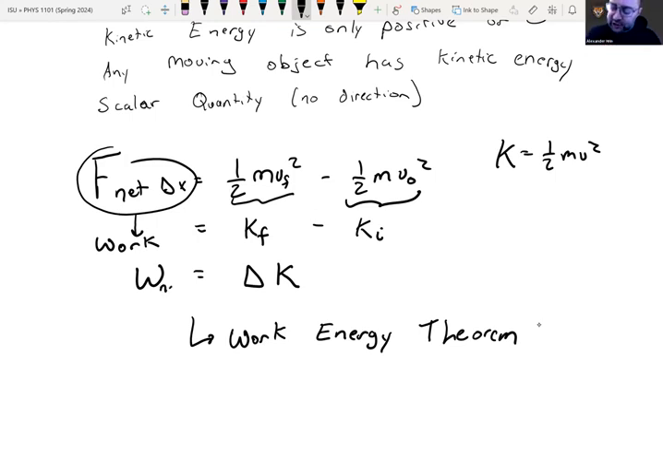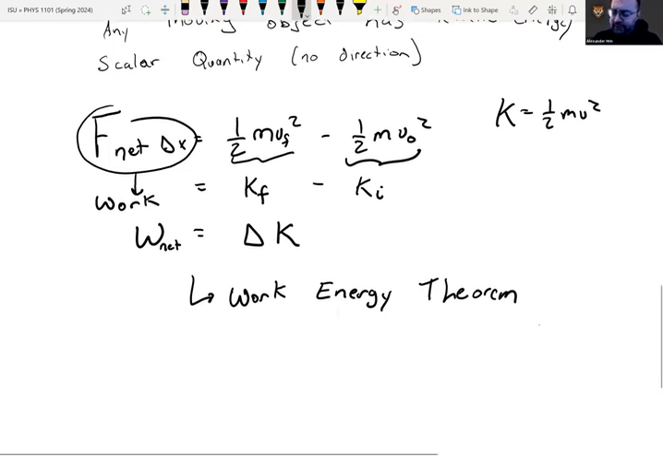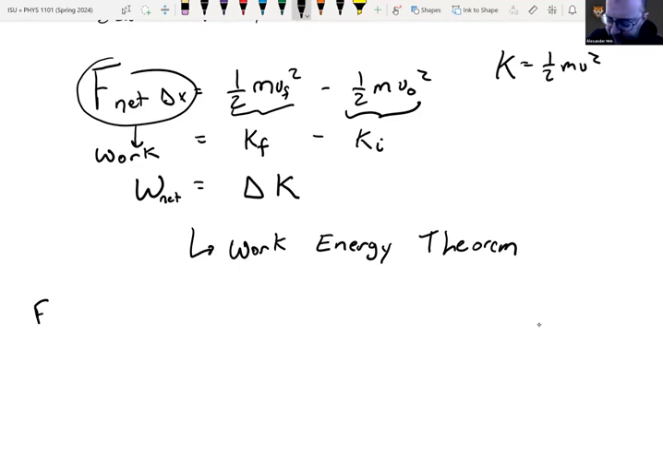Now I'm going to make a slight addition. This is the net work done on an object. And this is where some of the confusion comes in, I think, for how work is done. But the idea here is that if you have a net force and the object is moving, then you're going to change the object's kinetic energy. Now, it's important to know that F net delta x is what I like to call work on an object.